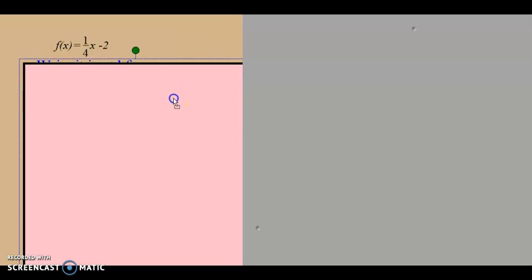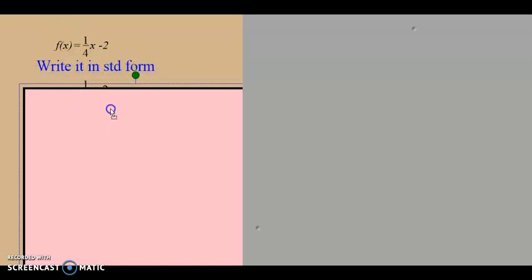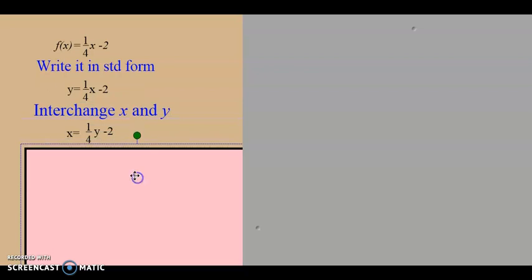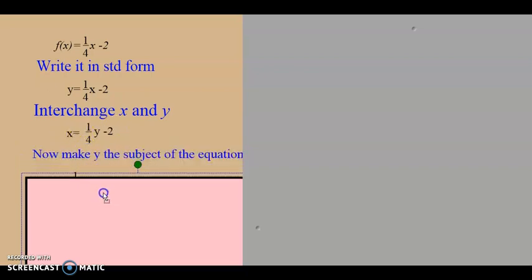So here's another example. The function f of x is equal to 1 over 4 x minus 2. The first thing I need to do, replace that with a y. So I write it in standard form, y is equal to a quarter x minus 2. Now I know my next step will be x and y must interchange. So I swap their places, and now I must manipulate in order to get y to be the subject of the equation. So firstly I add 2 on both sides.